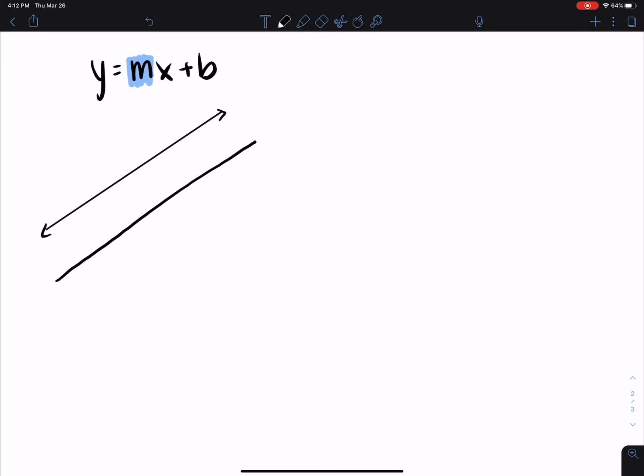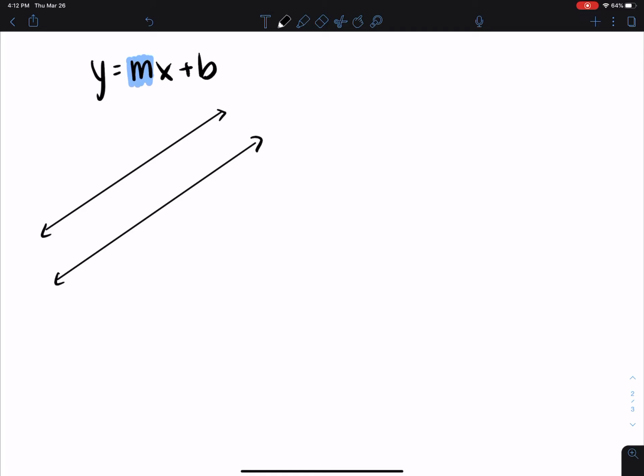Okay, this lesson is about parallel lines and perpendicular lines. If you remember, the equation of a line is y equals mx plus b. The thing that's going to tell us if the line is parallel or perpendicular is the slope. Parallel lines are like this: they run right next to each other and they never intersect.